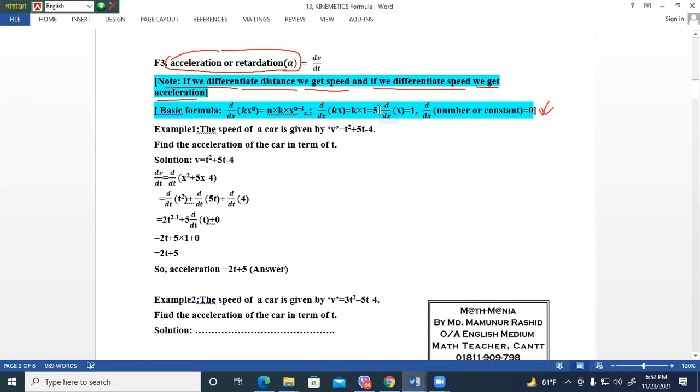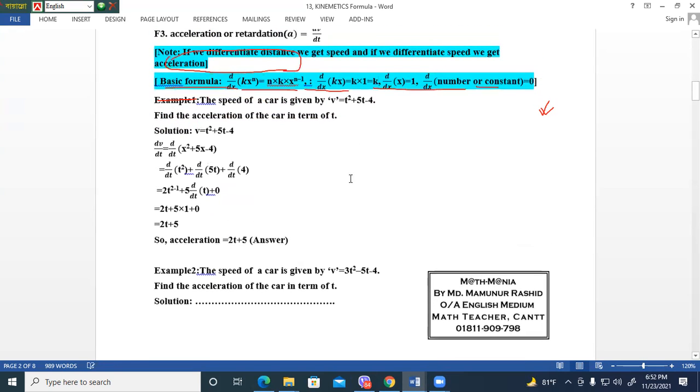There is something wrong here. It should be K. Then my dear students, you check once again. Sorry, velocity is given. We have to find the accelerations.